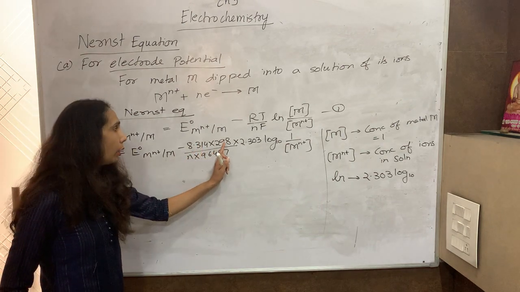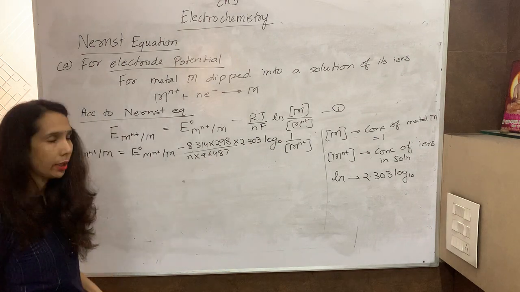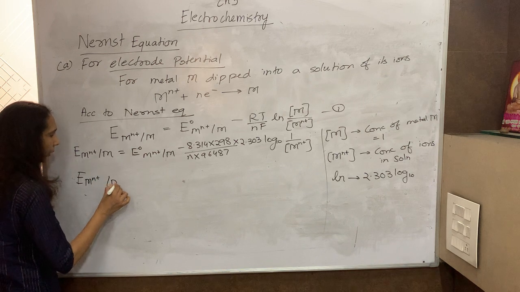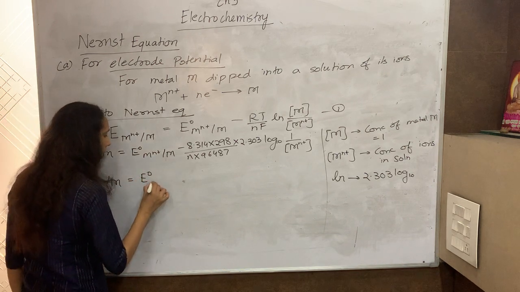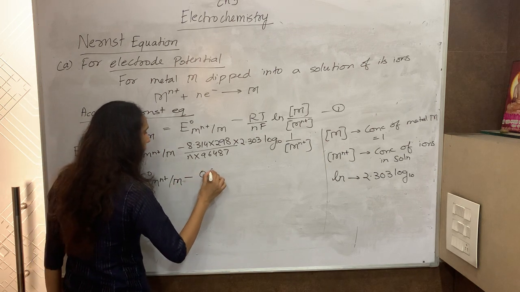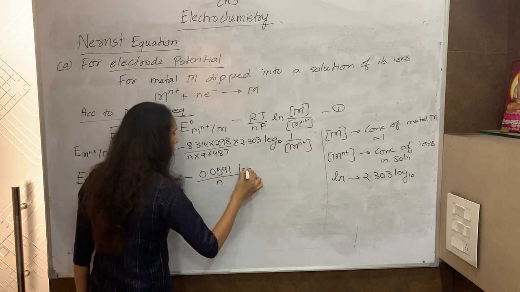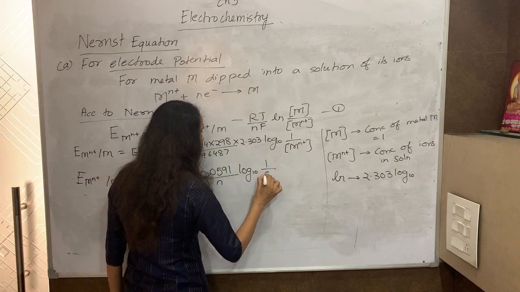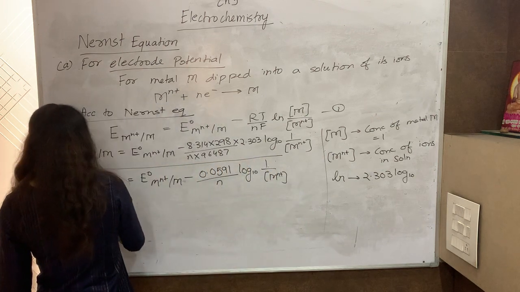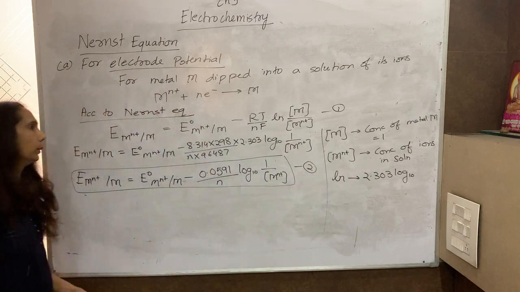This 8.314 multiplied by 298 into 2.303 upon 96487. So when I solve it, this is the answer I am going to get. It is equal to E naught Mn positive M minus 0.0591 upon N log to the base 10, that we will see from the log table, and this is the concentration. So whatever is the concentration, you can substitute and you can find the electrode potential. This is your equation 2.